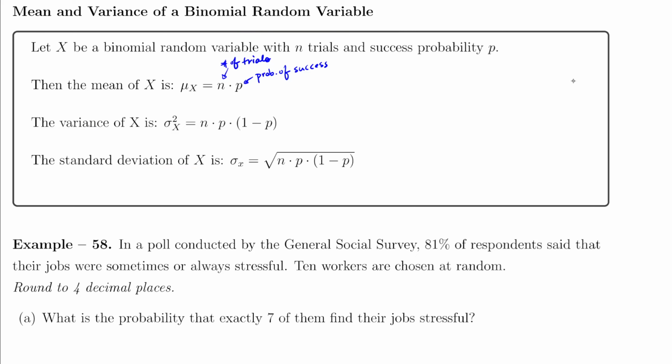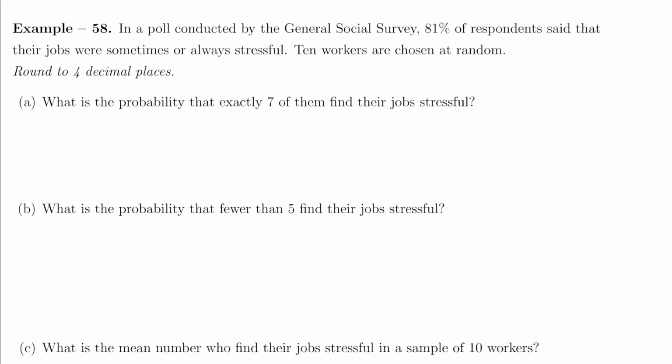So keeping these formulas in mind, let's look at our next example. A poll is conducted, and 81% of the respondents to the poll said their jobs were sometimes or always stressful. 10 workers are chosen at random. All our answers we should round to 4 decimal places. We're asked what's the probability that exactly 7 of them find their job stressful? Now here, if we think through our 5 different conditions for a binomial distribution listed in the first page of this section of notes, we can see that this is a binomial distribution.